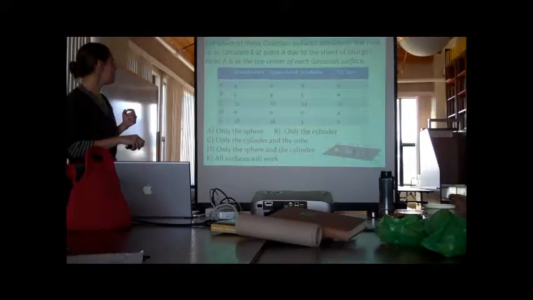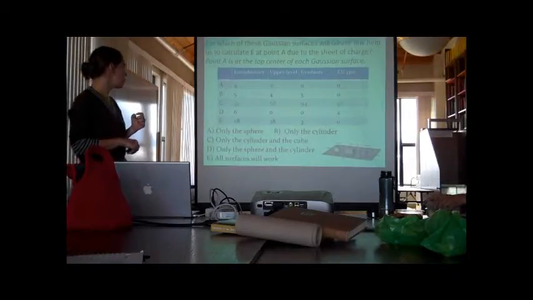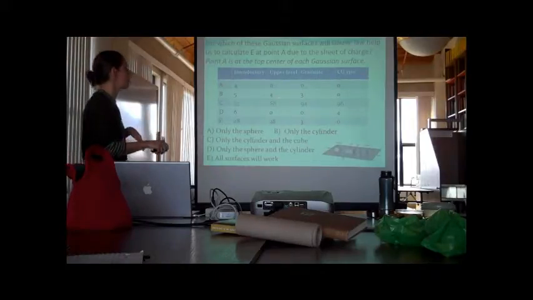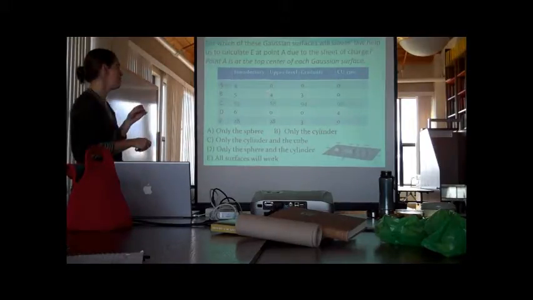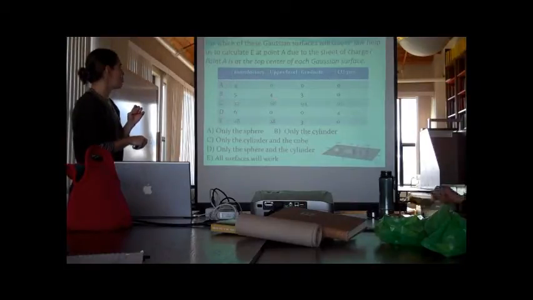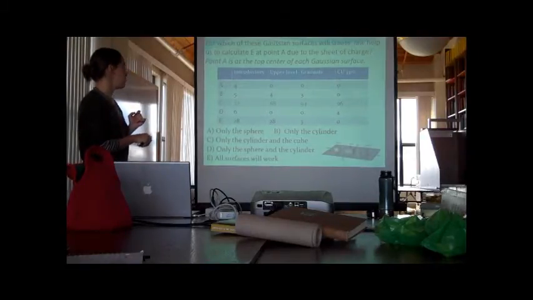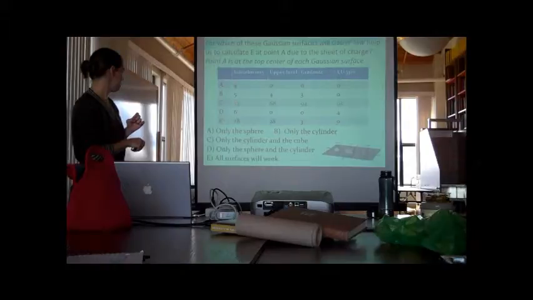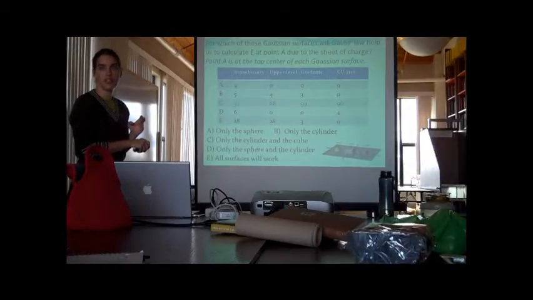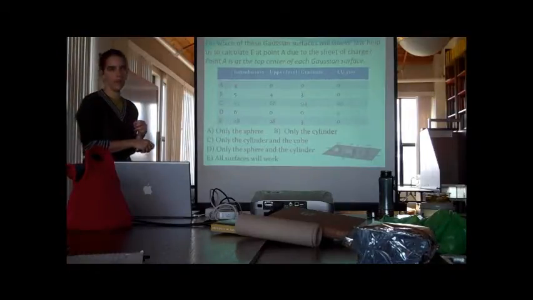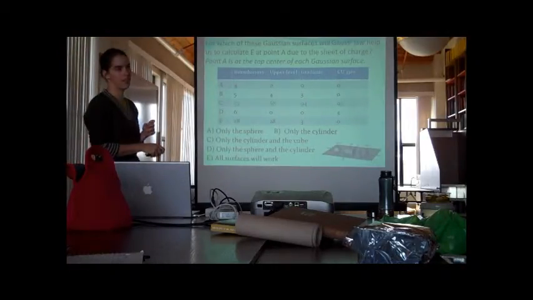So this is the correct answer: the cylinder and the cube, because they have flat surfaces parallel to the uniform sheet and one distance away from it. These three columns are from the paper, and the introductory students, on average, got 57% right. The upper level students, 68% got this right. Then the graduate students, almost all of them got this right. And when this was asked as a clicker question in the junior level E&M, again, nearly everyone got it right.